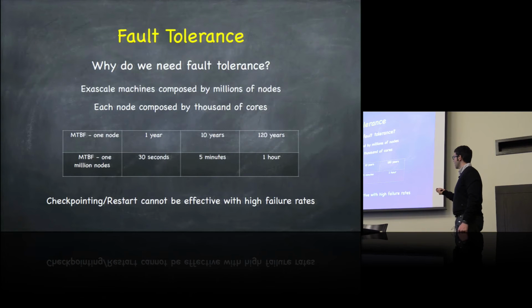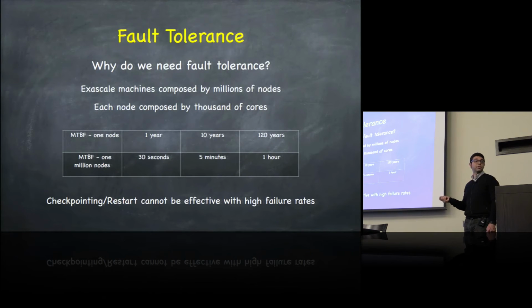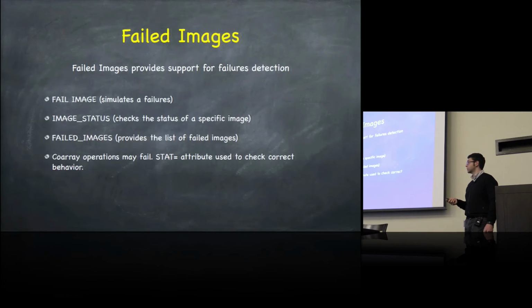And if we have a node that fails every 10 years, on average, we are going to have 5 minutes of mean time between failures, so it's nothing, basically. And even in a very theoretical case where a node fails every 120 years, something impossible, I guess, we are going to have one failure every hour, mostly. So the checkpoint-restart approach that has been useful so far on petascale machines will not be effective with this sort of failure rate. We need fault-tolerant applications mostly.